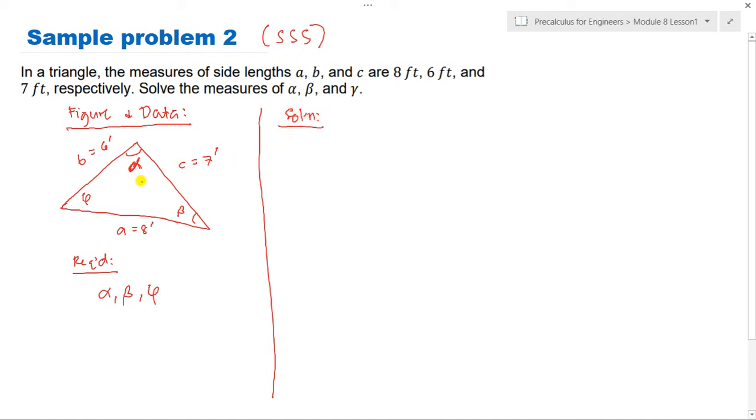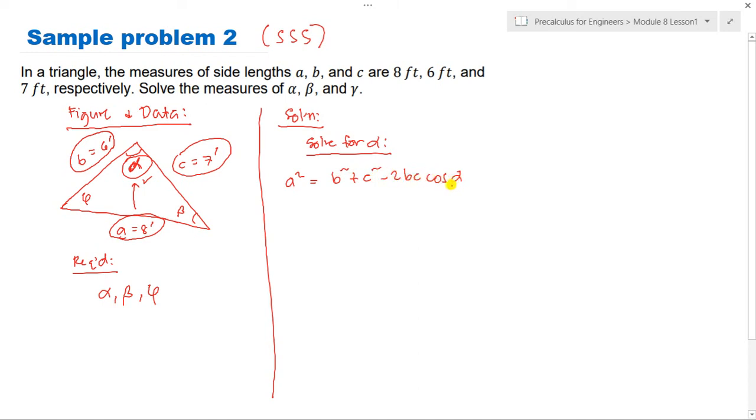Now, since all sides are given, we can actually use SAS here, that is side B, angle alpha, and side C. Since we have A, we can get alpha by the law of cosines. So solve for alpha. That is a squared: a squared is equal to b squared plus c squared minus 2bc cosine alpha.